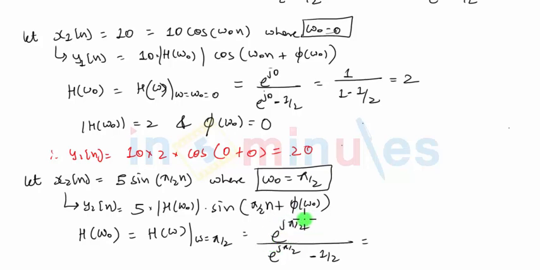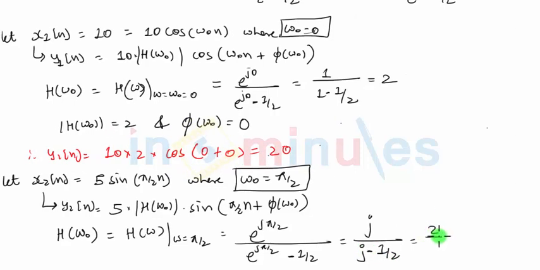E raised to j pi by 2 is cos pi by 2 plus j sin pi by 2. Cos pi by 2 is 0, sin pi by 2 is 1, so we get j in the numerator, j minus half. So j upon j minus half. Now this is something we'll have to solve in complex mode. The magnitude will be 2 upon root 5 and the phase will be e raised to minus j 26.6 degree.